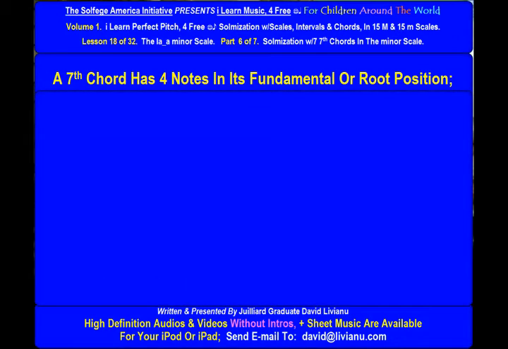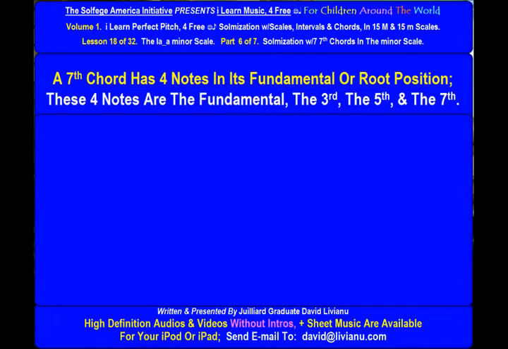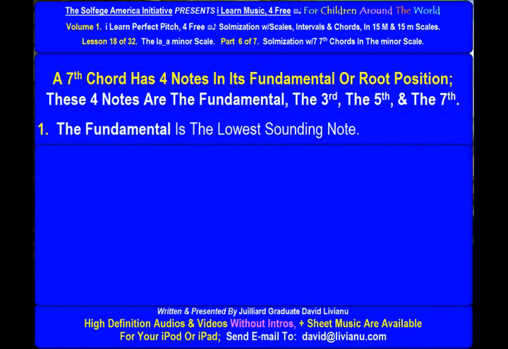A seventh chord has 4 notes in its fundamental or root position. These 4 notes are the fundamental, the third, the fifth, and the seventh. The fundamental is the lowest sounding note.